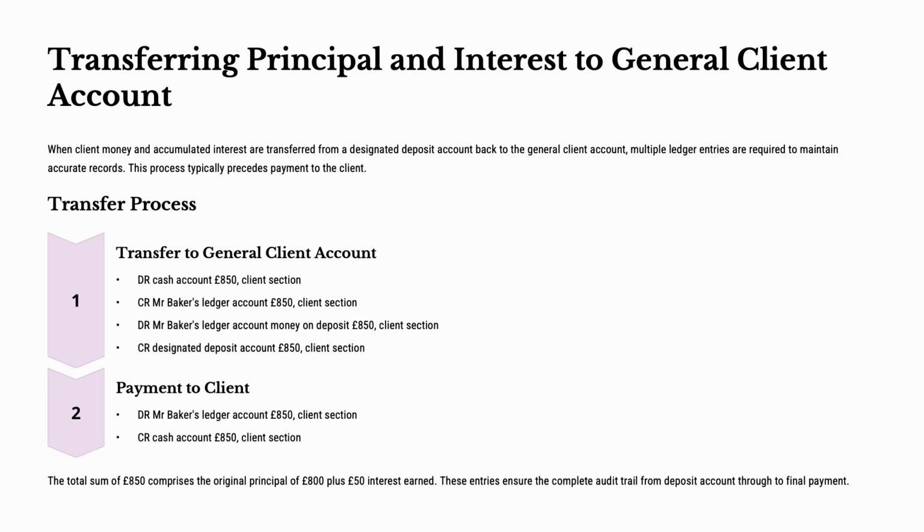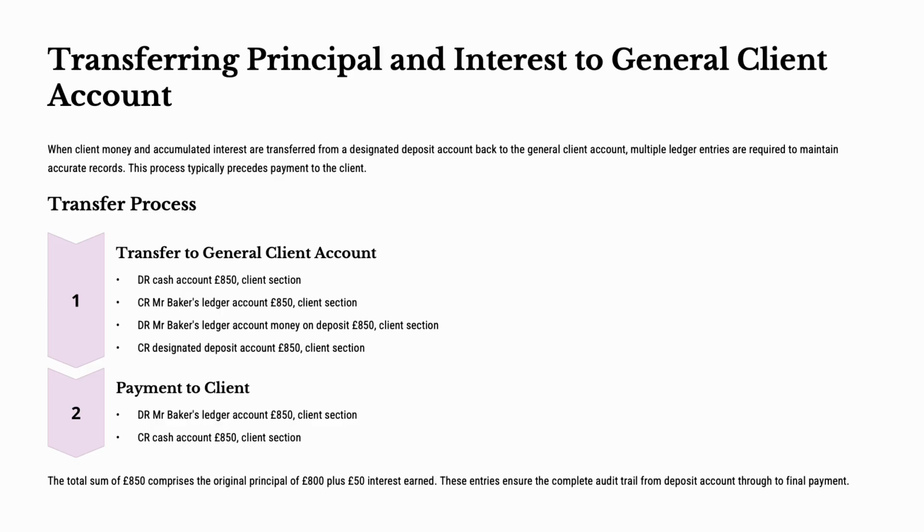Now, transferring principal and interest to the general account. The £850, which is £800 principal plus £50 interest, is moved back into the general account before payment to the client. The entries will be debit cash account 850 client section, and then credit Mr. Baker's ledger account 850 in client section. Two entries, and then the money moves to the next step. The corresponding reversal is debit Mr. Baker's ledger account money on deposit 850 client section, and then credit designated deposit account 850 in client section.